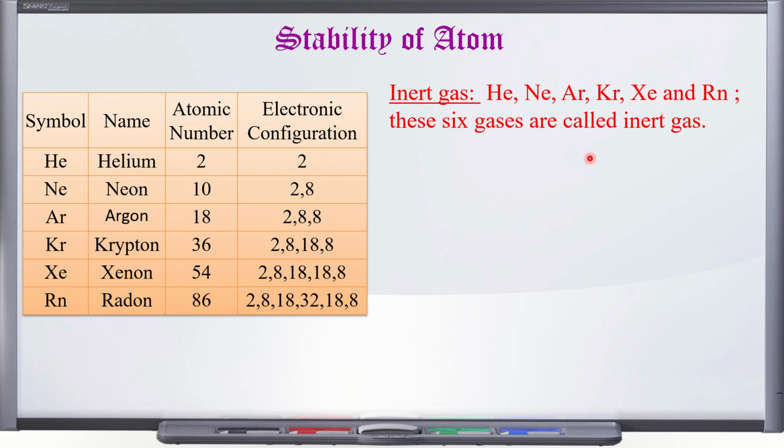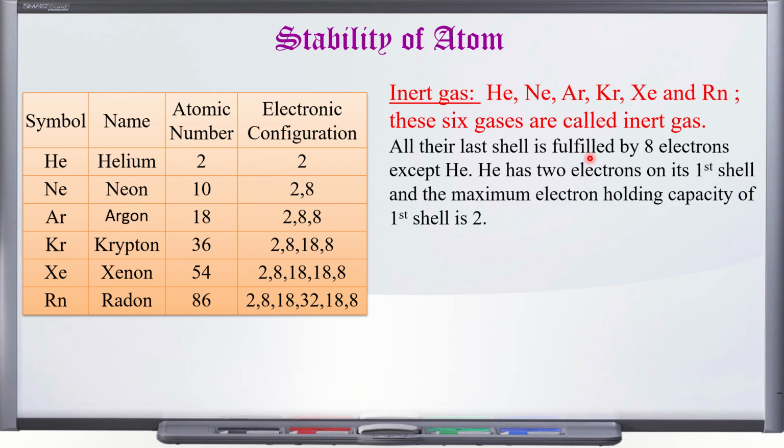Do you know why they are called inert gases? Because all their last shells are fulfilled by 8 electrons except helium. I told you, helium has 2 electrons on its first shell, which is its last shell, and the maximum electron holding capacity of this shell is 2. So except helium, these 5 gases have 8 electrons on their last shell, and for having these 8 electrons on the last shell, they are stable and they are called inert.